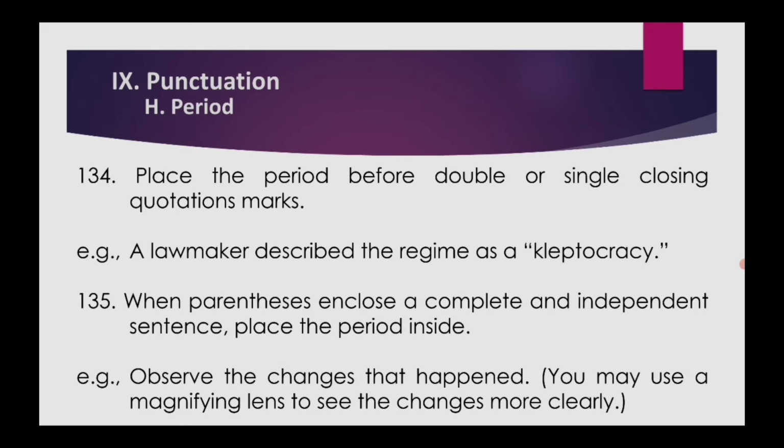Place the period before double or single closing quotation marks. Example, a lawyer describes the regime as a "kleptocracy." When parentheses enclose a complete and independent sentence, place the period inside. For example, observe the changes that happened. (You may use a magnifying lens to see the changes more clearly.) So there's a period inside the parentheses.